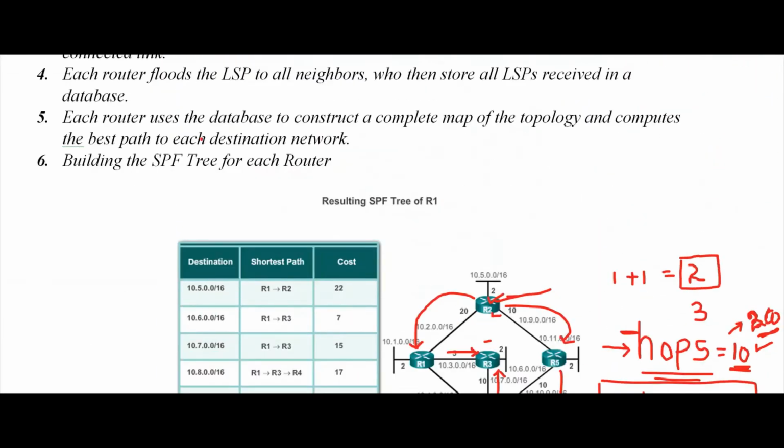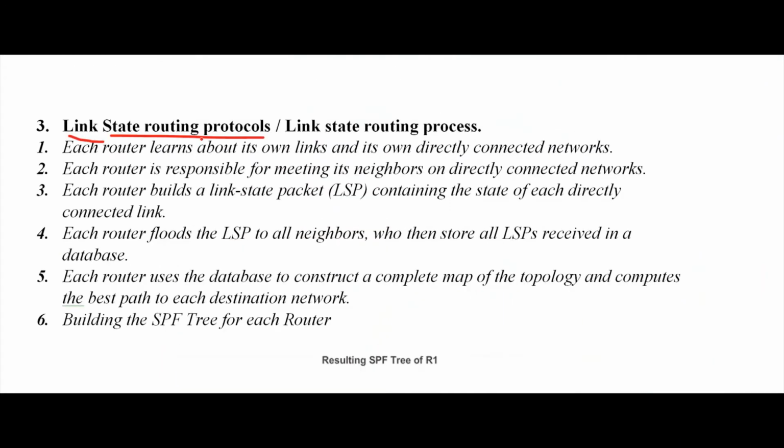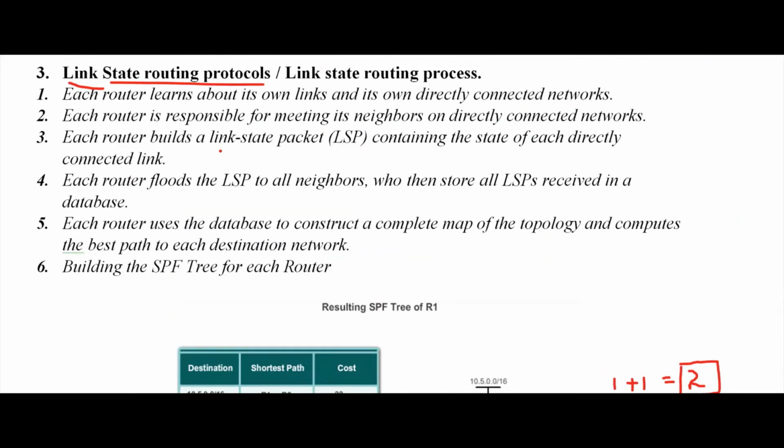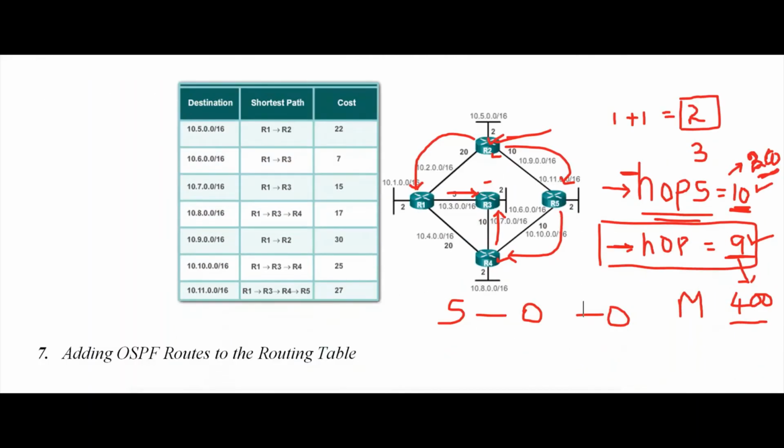This is a long answer question: explain how the link state routing protocol works, or the link state routing process. There are 7 steps available, and we are going to see all 7 steps here. Let me take an example first. Using the example, I will explain it in a very easy way.